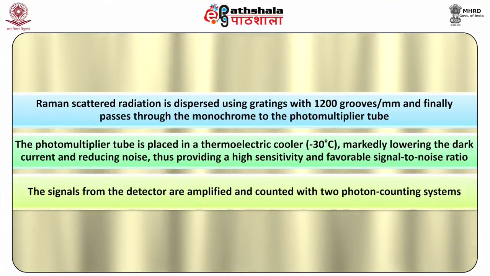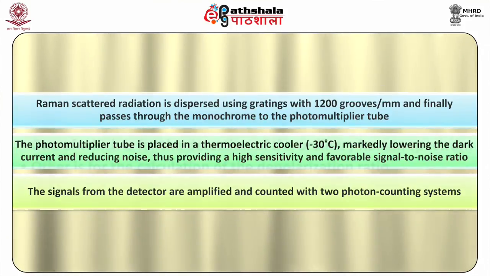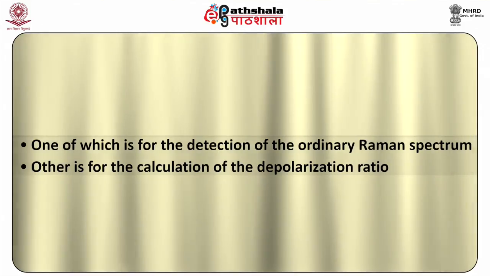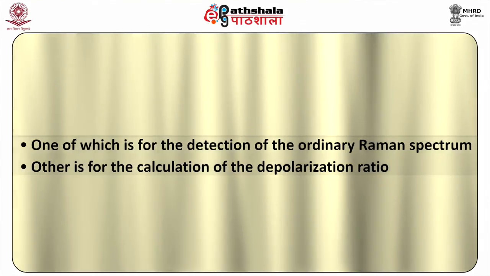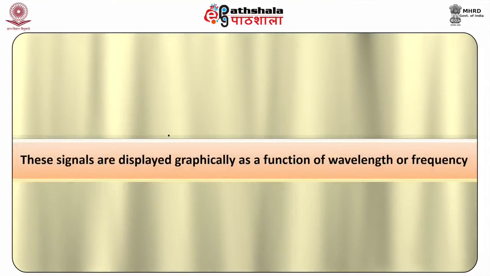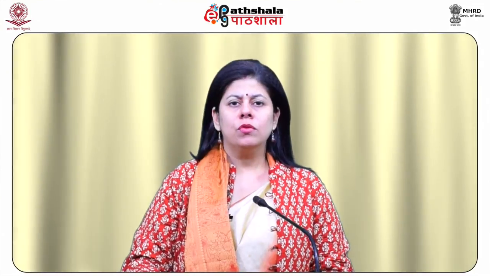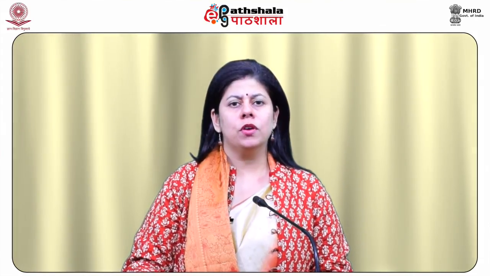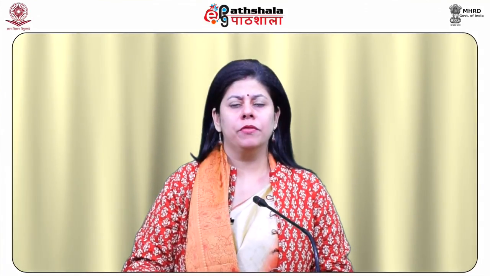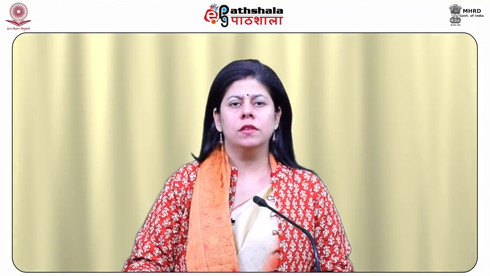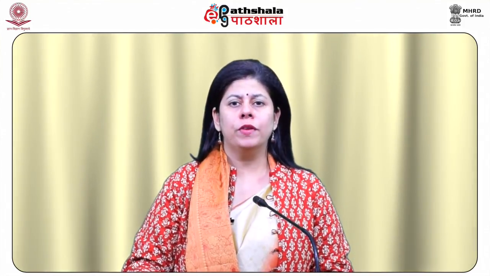In this particular instrument, the signals from the detector are amplified and counted with two photon counting systems, one of which is for the detection of the ordinary Raman spectrum, while the other is for calculation of the depolarization ratio. These signals are displayed graphically as a function of wavelength or frequency. Photon counting is recognized as the most effective means of recovering low-level Raman signals. On the other hand, inexpensive DC amplifiers are excellent for strong signals. They provide the required range but suffer from low signal-to-noise ratio for weak signals.